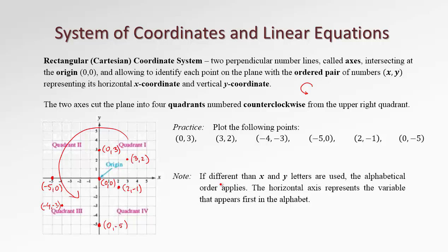A little remark here. If we work with different letters than x and y, the rule is we go by alphabetical order. That means we assign the first letter that appears in the alphabet to the horizontal axis, and the second one will indicate the vertical axis. So we don't have to have x and y, it could be p and q or r and s. And if we use, let's say, this rs system, that would mean that the first coordinate is called r and the second is called s, because r is first in the alphabet. Similarly here, the first coordinate will be called p and the second q.